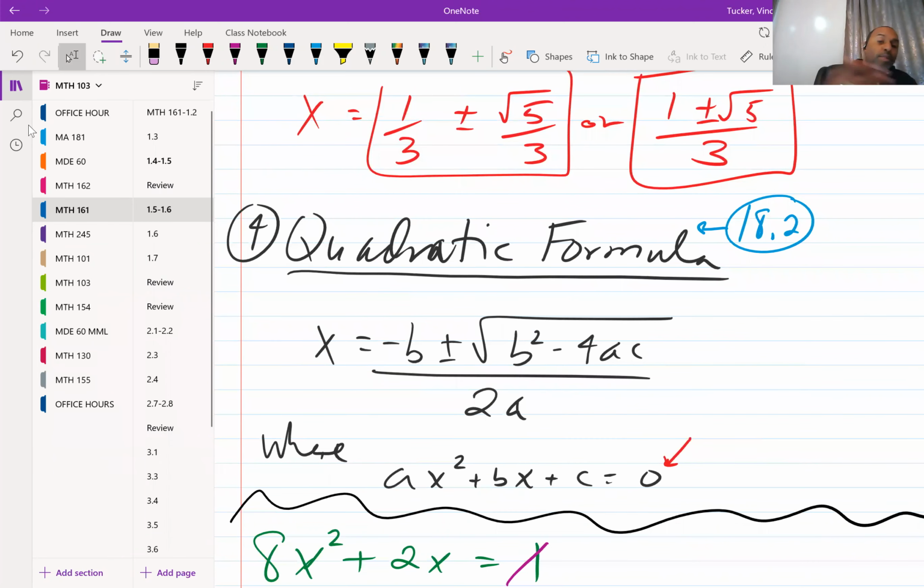All right. So like I mentioned, 18.2 is quadratic formula. And so we have that right here. X is equal to negative b plus or minus square root of b squared minus 4ac all over 2a. So notice that ABC holds to the formula when one side is set equal to 0. So you can't just pick out what A, B, and C are unless one side is set equal to 0. So you always want to set one side equal to 0 when you want to use the quadratic formula.